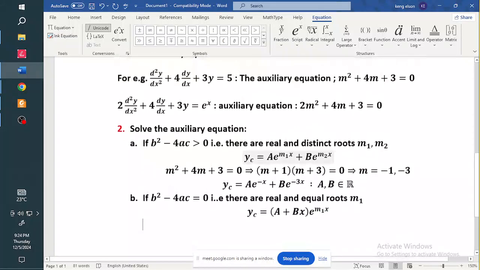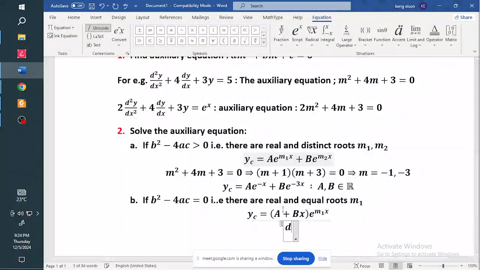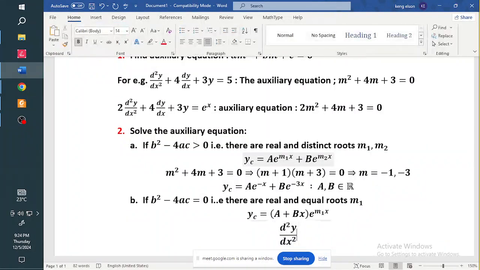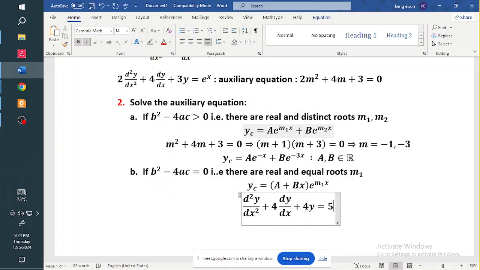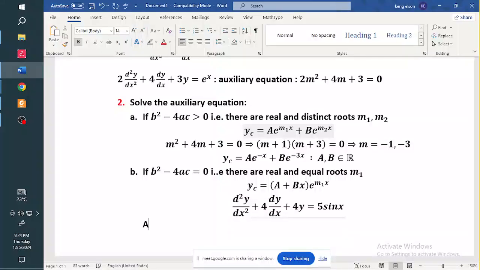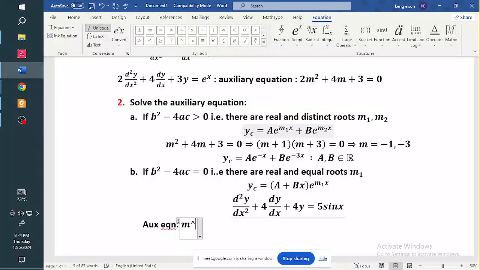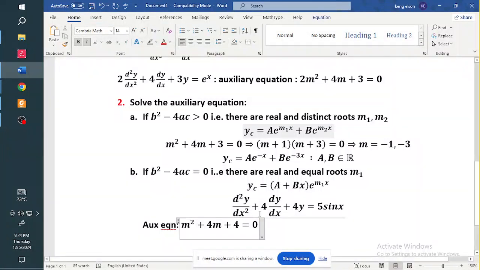So let me take a case where maybe I have a differential equation. Let me say d squared y by dx squared plus 4 dy by dx plus 4y equal to 5 sine x, for example. Now the auxiliary equation in this case is just given by m squared plus 4m plus 4 equal to 0. Now if we find the discriminant, we are going to have 4 squared minus 4 times 4. That's 4 squared minus 4 squared, which is 0.